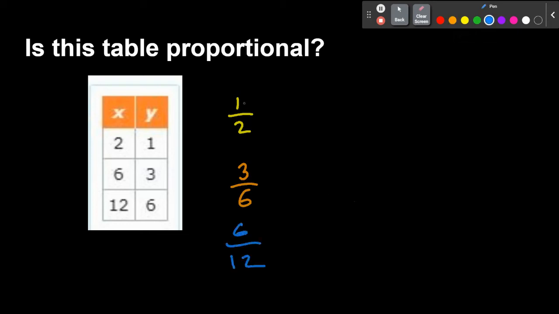And I can tell already 1 divided by 2 is 0.5. 3 divided by 6 is 0.5. 6 divided by 12 is 0.5. It is a good day, guys. This is a proportional relationship.